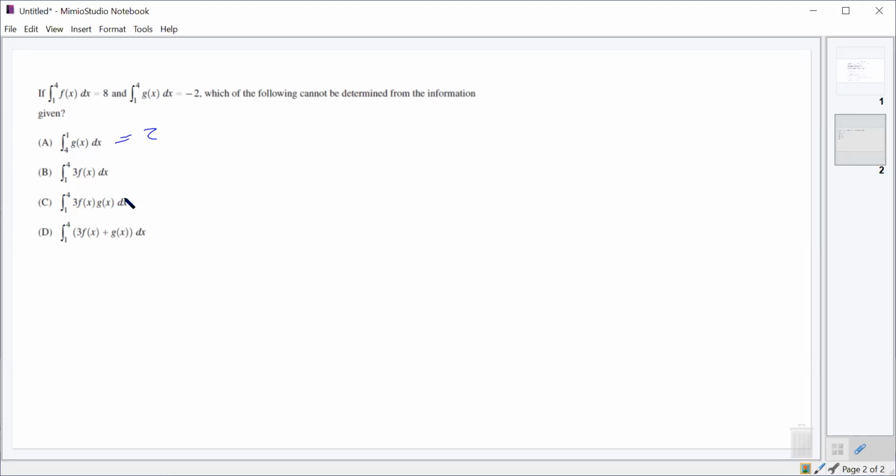The integral from 1 to 4 of 3 times f of x is 3 times 8. We can figure that out. Part C, if they're being multiplied together, that creates a new function that cannot be separated using an integral. So this is the one we can't figure out. This one we could. This one is just 24 plus 2. So C is the only one we can't figure out because they're being multiplied together. And you can only separate integrals using addition or subtraction. Any questions on that one? Everybody good with that?